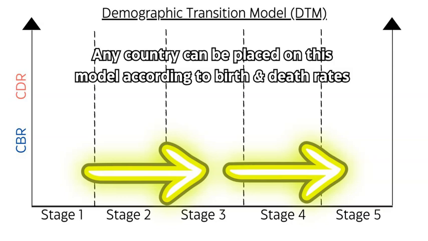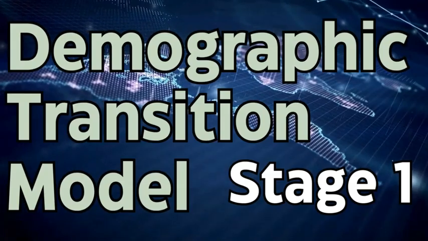And Thompson made four main stages: stage 1, stage 2, stage 3, stage 4, and every country would fit somewhere along this model between stage 1 and stage 5. Now, stage 5 has been added because of the recent 21st century changes to certain countries that Thompson may or may not have considered back in 1929.